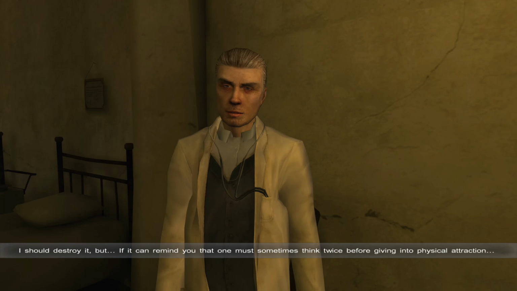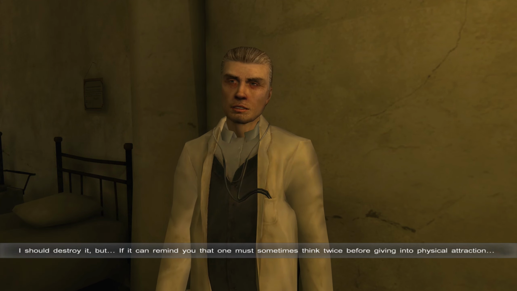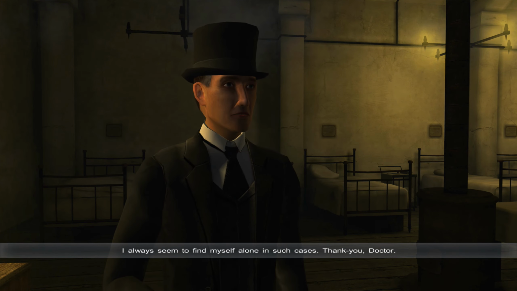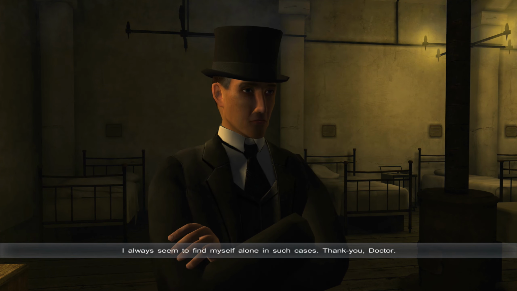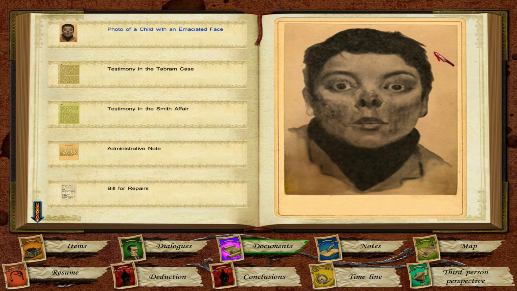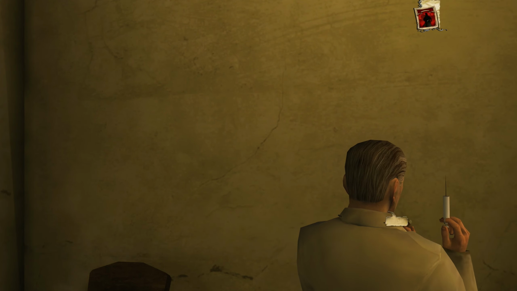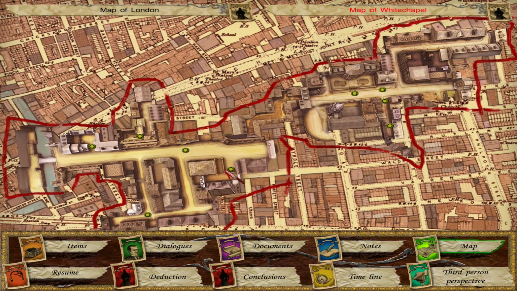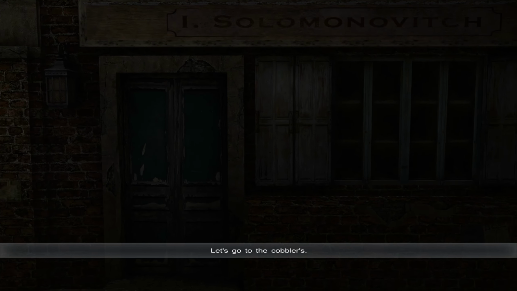Can I keep this photograph? I should destroy it. But if it can remind you that one must sometimes think twice before giving in to physical attraction. I always seem to find myself alone in such cases. Thank you, Doctor. Let's go to the cobbler's.